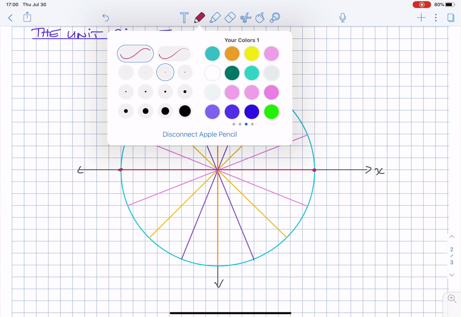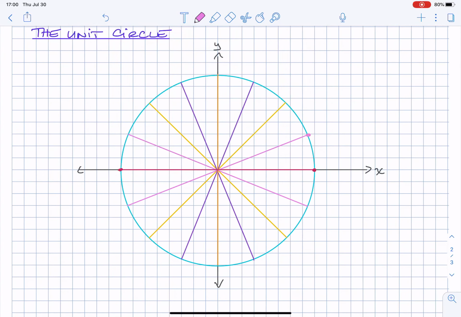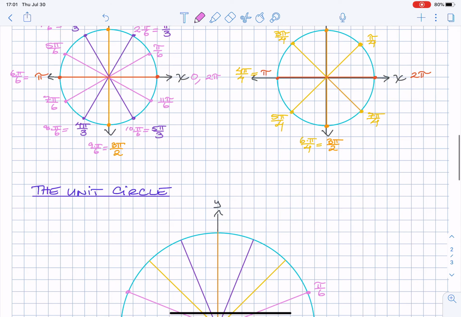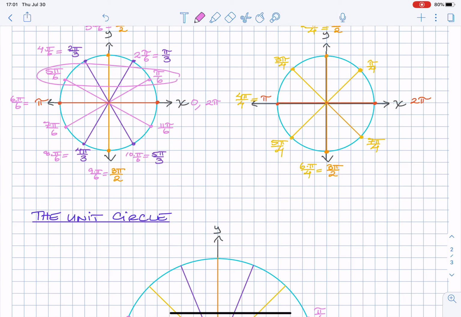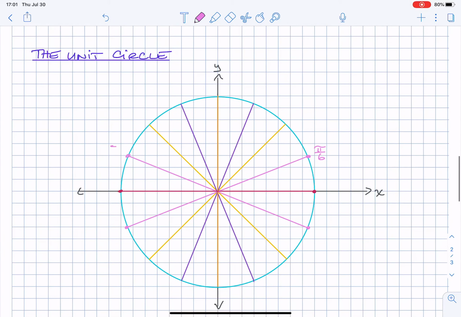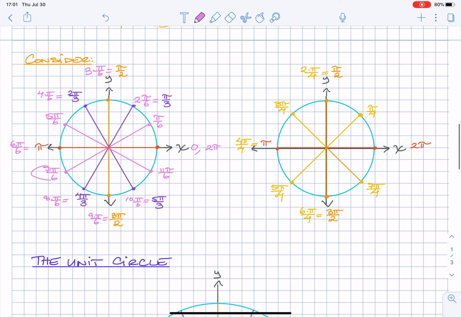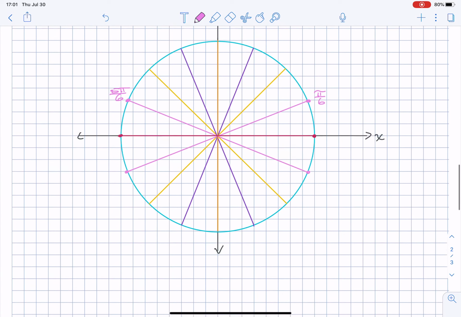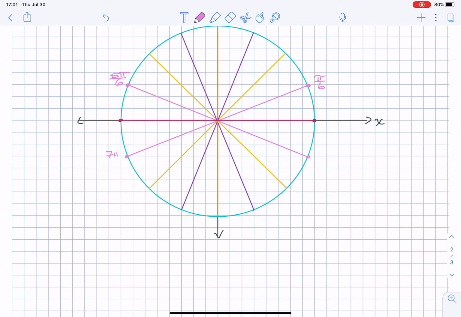Okay, so let's start off with the 30-degree reference angles. So each of these is a pi over 6. Then notice we have these two guys are the pi over 6's, 5 pi over 6 on top. Then on the bottom we had the 7 pi over 6 and the 11 pi over 6 for the 30-degree reference angles.